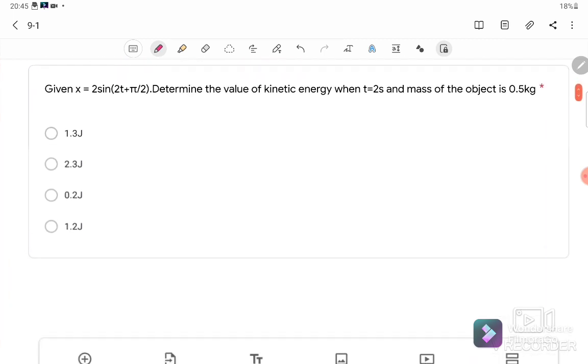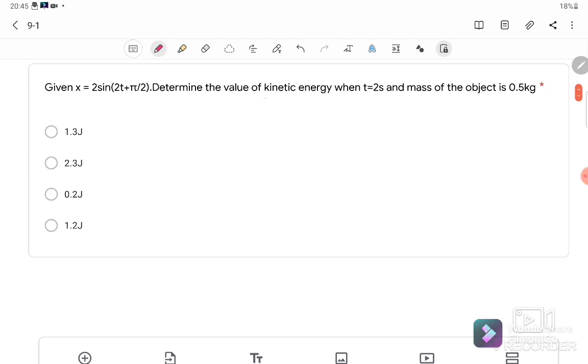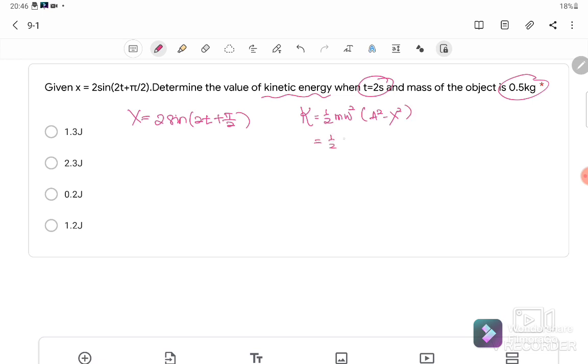Okay, last question here is the question related to the kinetic energy. So they give you the equation x equals 2 sine (2t plus pi over 2). Determine the value of kinetic energy when t equals 2 seconds and the mass of the object is 0.5 kg. Okay, so we know that kinetic energy is equal to half m omega squared (A squared minus x squared). So we substitute half m is equal to 0.5.